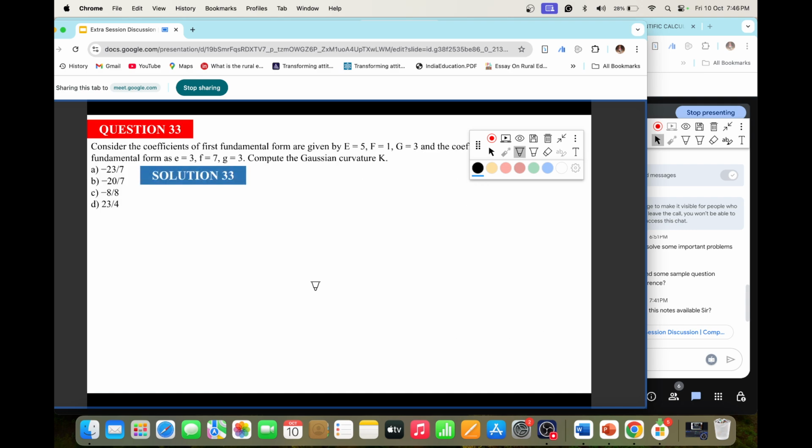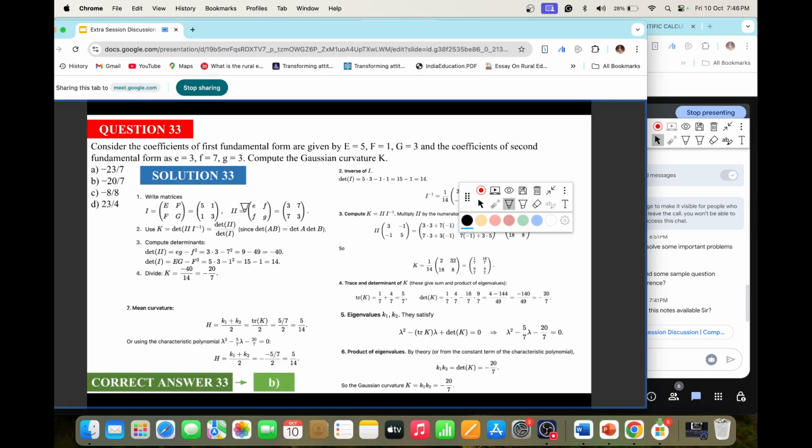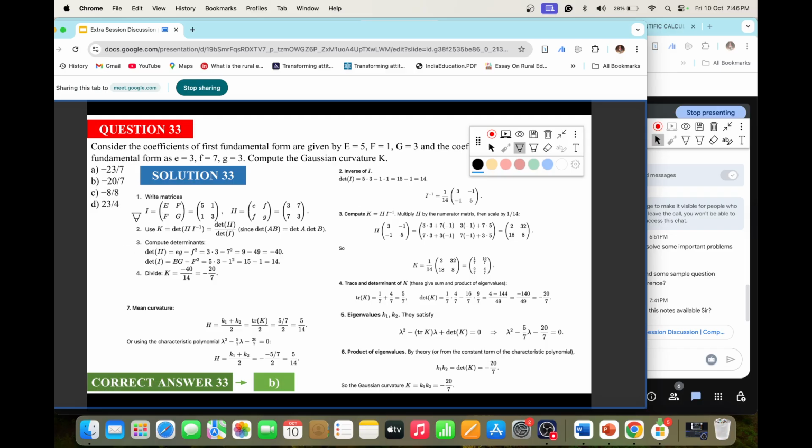Then you have this: compute the Gaussian curvature K. Very easy, how can you compute it? First you have to write the matrix like this. This is the formula of K, that is the determinant of the second fundamental matrix divided by the determinant of the first fundamental matrix. So this is the first fundamental matrix, calculate its determinant, and this is the second fundamental matrix, calculate its determinant, put the values in and you can get the K value. That is how you can do it.